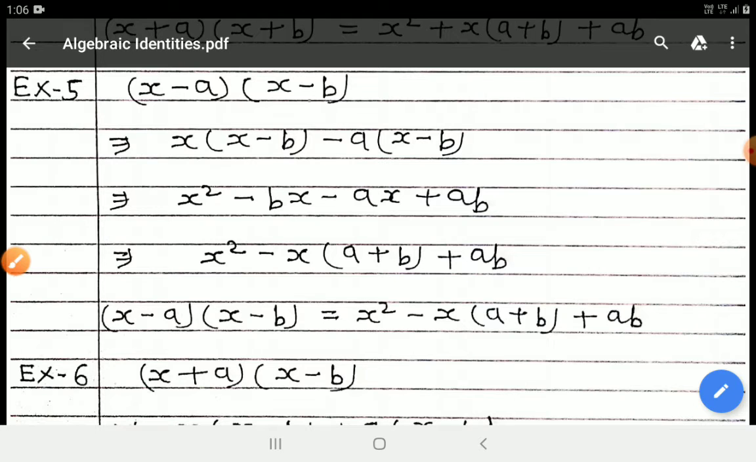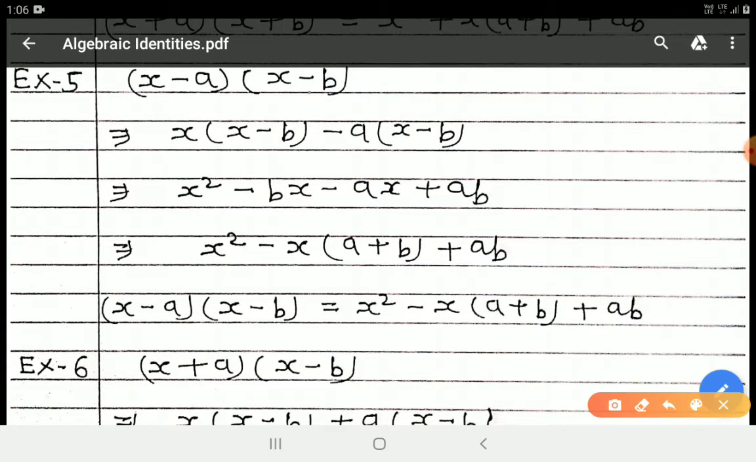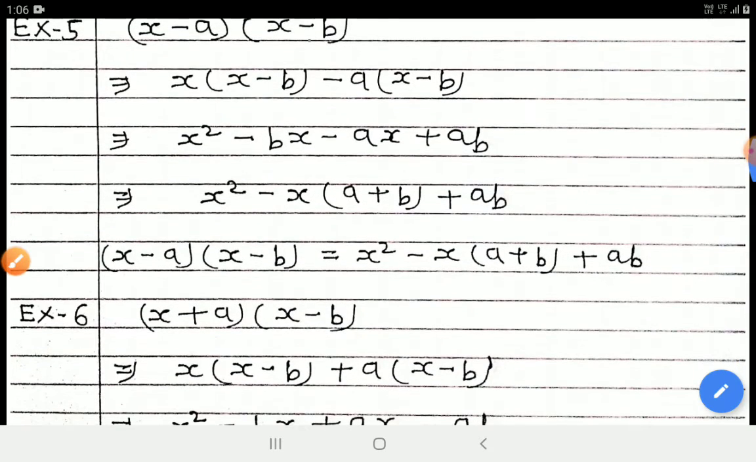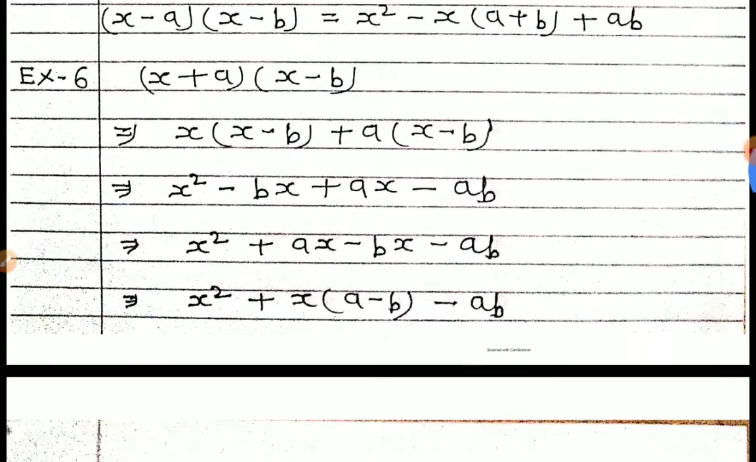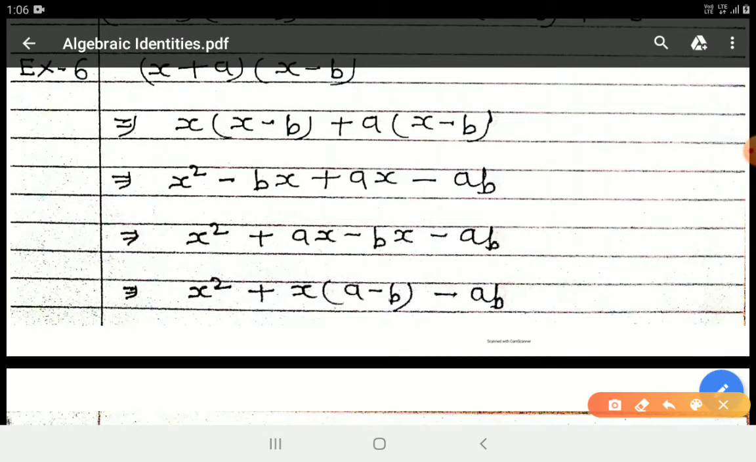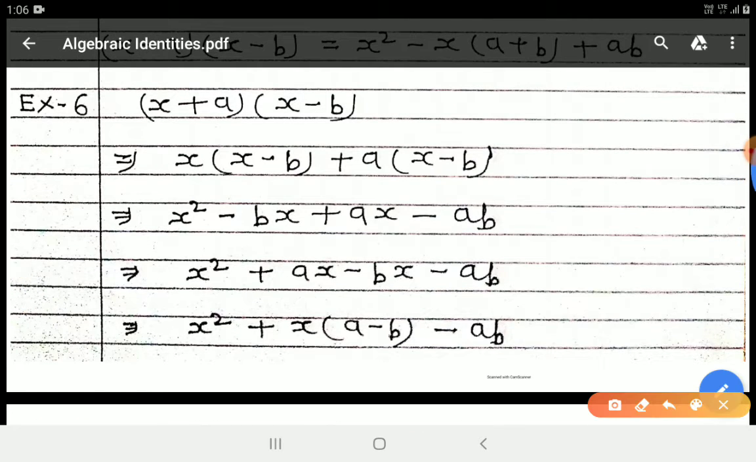Now in the sixth one, the first sign is positive. See here, first is positive but second one is negative. Good. See, (x + a)(x - b). So same procedure apply. Take the first x, then take the whole second expression x minus b, then take plus a and the whole x minus b. x into x is x square, x into minus b is minus bx, then a into x is ax, then a into minus b is minus ab.